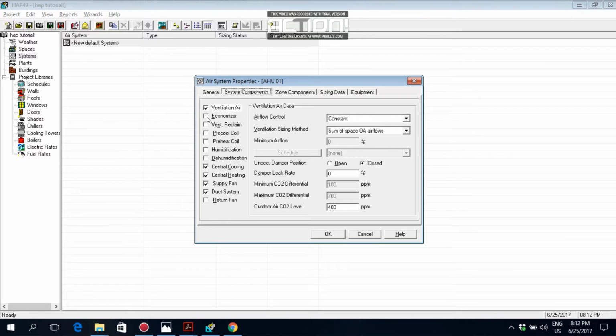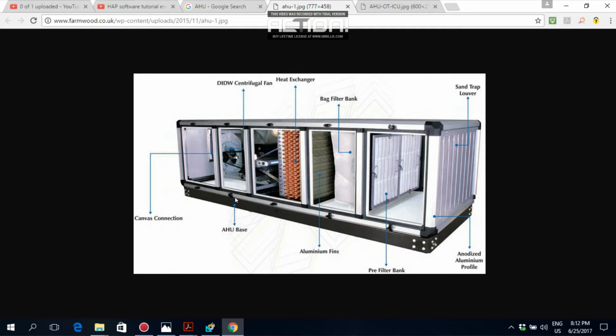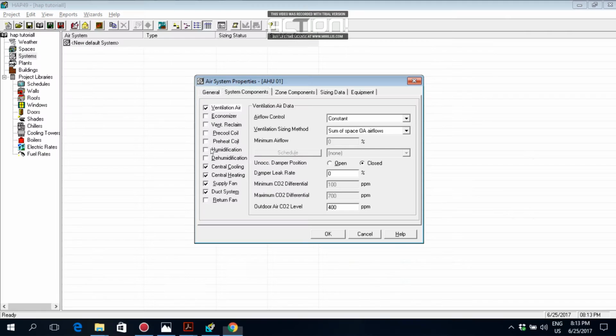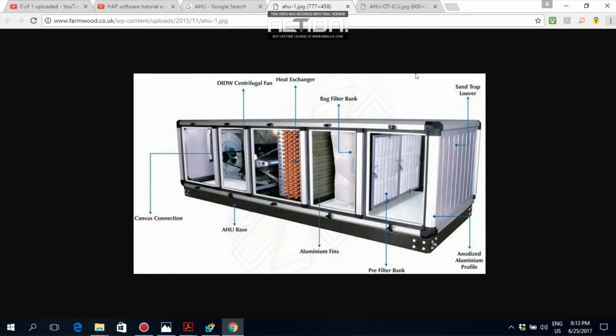For example, let's consider this is the air handling unit in your mind when you are going to enter this information with simple three basic components. It must have the filter, it must have the cooling coil, it must have the fan. And it must have ventilation air provision.